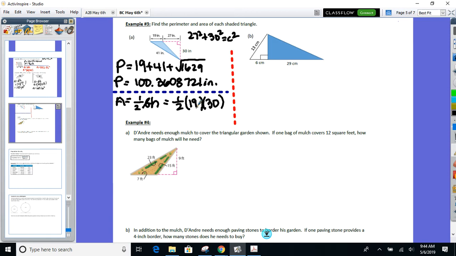Issues there? I just don't want you guys to pick random numbers off. So what are we looking at? 285 square inches.